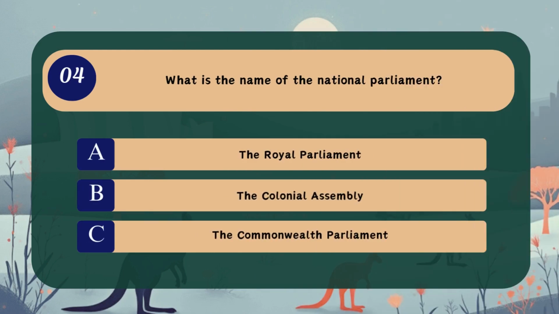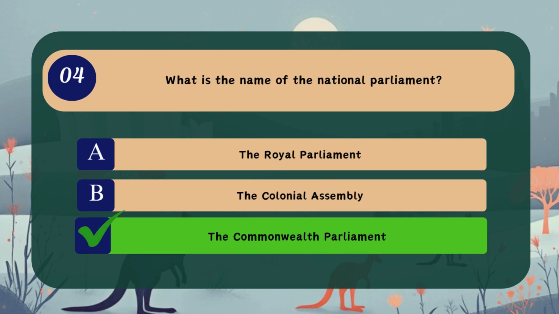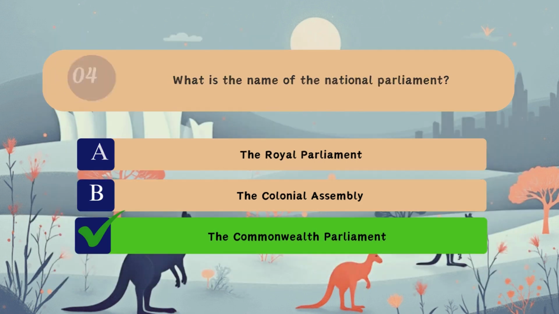Question 4. What is the name of the National Parliament? A. The Royal Parliament. B. The Colonial Assembly. C. The Commonwealth Parliament. Correct answer: The Commonwealth Parliament.